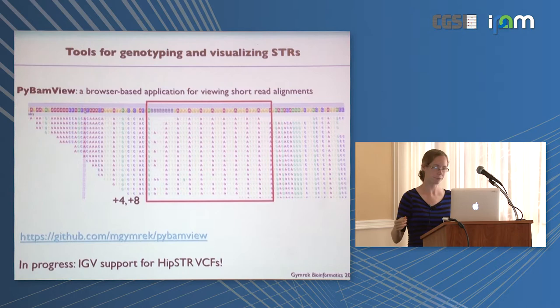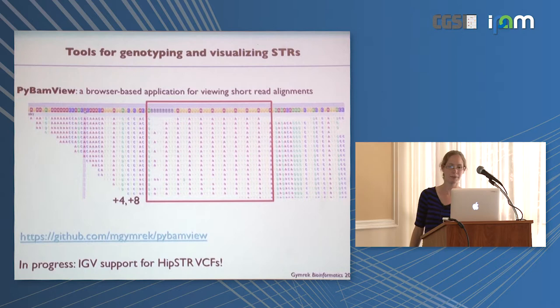That's all great, but it doesn't have all the features that the genome browser or IGV has, so what we'd really like is for those tools to be able to work with repeat variation. I'm really excited that Jim Robinson, who is the IGV guy, is now at UCSD. We're working with the IGV team to try and make support for Hipster VCFs and eventually for STR sequence alignments as well. So that's really exciting work in progress.